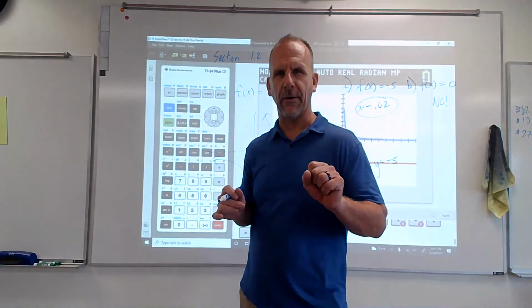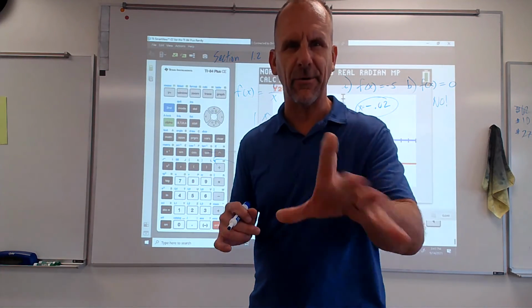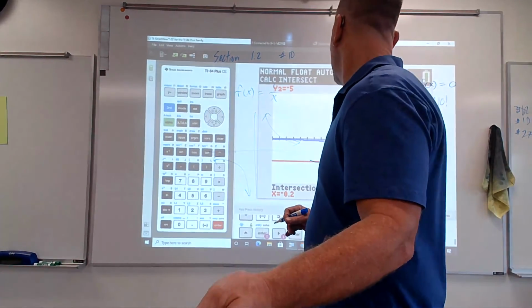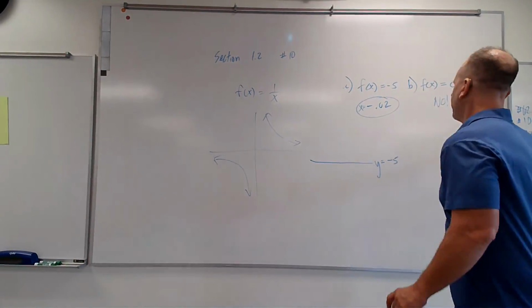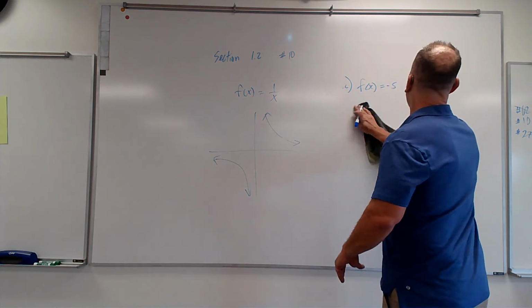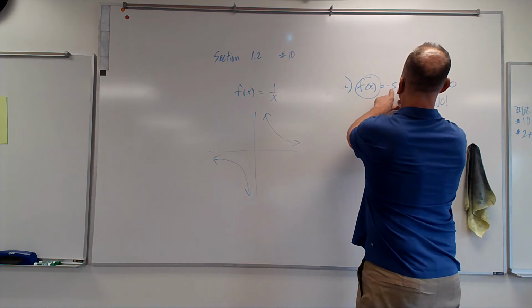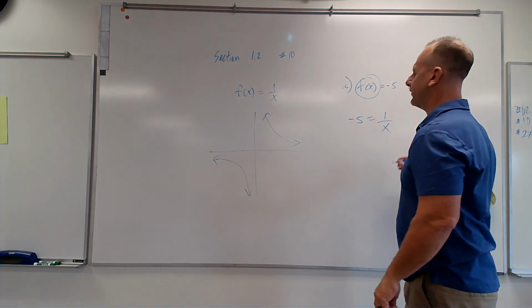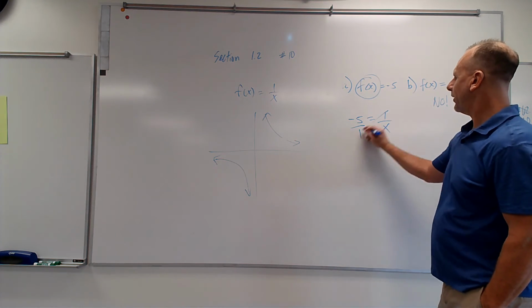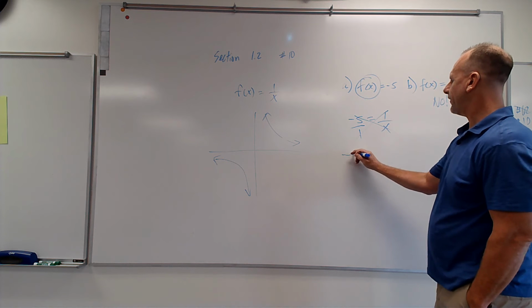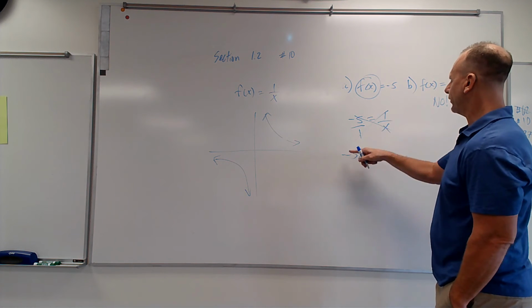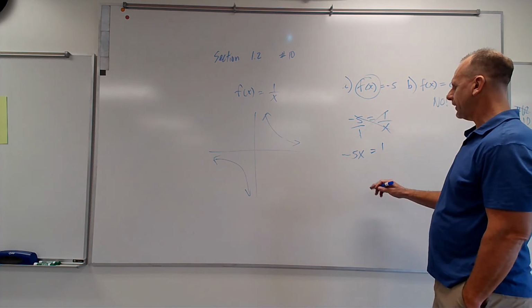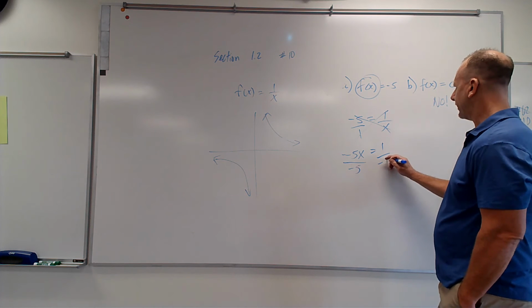I'm going to show you how to do it by hand also, because actually doing it by hand is even easier. I'm going to get rid of the screen so you can see. We want to know when f of x is negative 5. So I put negative 5 equal to 1 over x. This is super simple. Cross multiply. You get negative 5x is equal to 1 times 1, which is 1. Divide by negative 5.